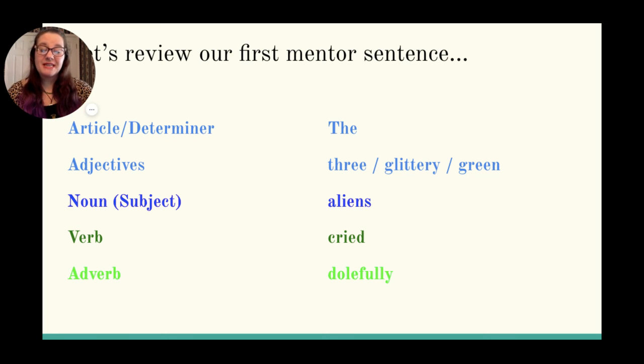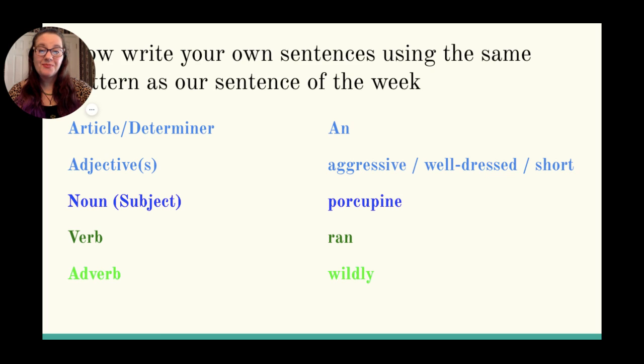So our mentor sentence, the 3 glittery green aliens cried dolefully. You'll notice that we've got the article or determiner for this sentence, it's the. We have our adjectives, we have 3 of them, 3, glittery, and green, all describing our subject, the noun, aliens. Our verb is cried, that's the action. And the adverb, dolefully, explains or describes how the aliens cried.